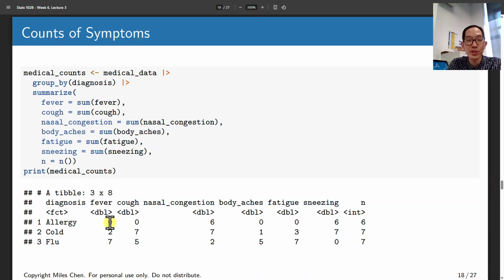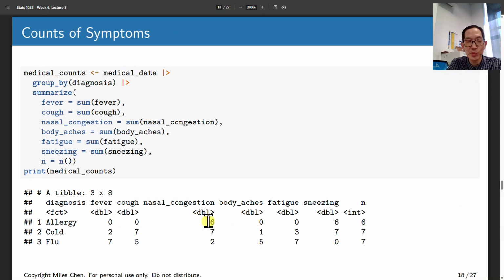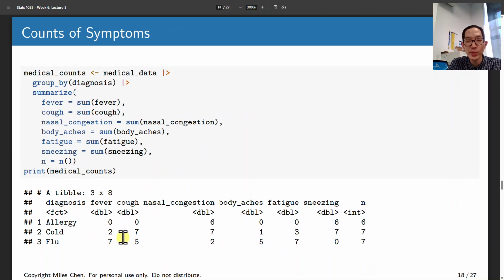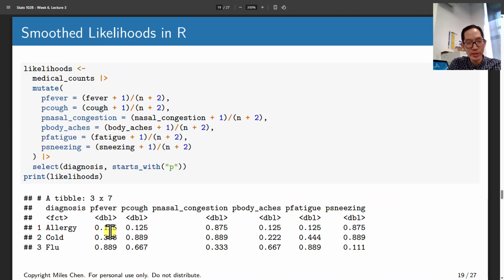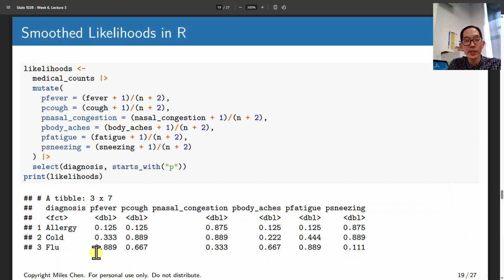So we'll have allergies, we'll add 1 to the numerator and 2 to the denominator, so we'll have basically 1 over 8. And then over here, all 6 people had nasal congestion, so we'll add a 1 to the numerator, we'll do 7 divided by 8, and we get 0.875, and so on and so forth. Similar thing for the cold. We had 2 people with fever out of 7, so we'll add 1. We saw that calculation. We get 0.33. And similar stuff for the flu, all 7 people had fevers. We'll add 1 to the numerator and 2 to the denominator, so we'll have 8 over 9, and we'll get this. Okay, so these are all of our likelihoods.